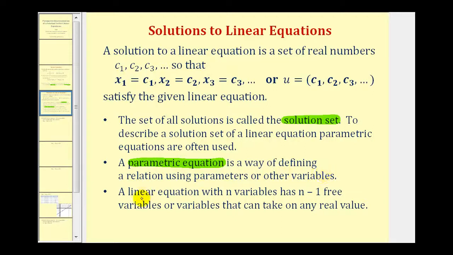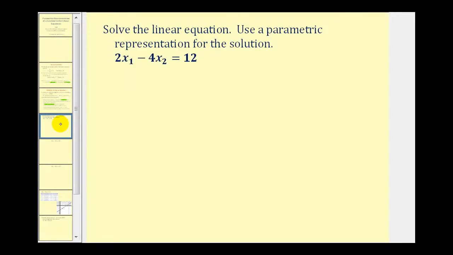And then finally, a linear equation with n variables has n minus 1 free variables, or variables that can take on any real value, which we will assign the parameters or their variables to. Let's take a look at an example. We want to solve the linear equation and use a parametric representation for the solution.